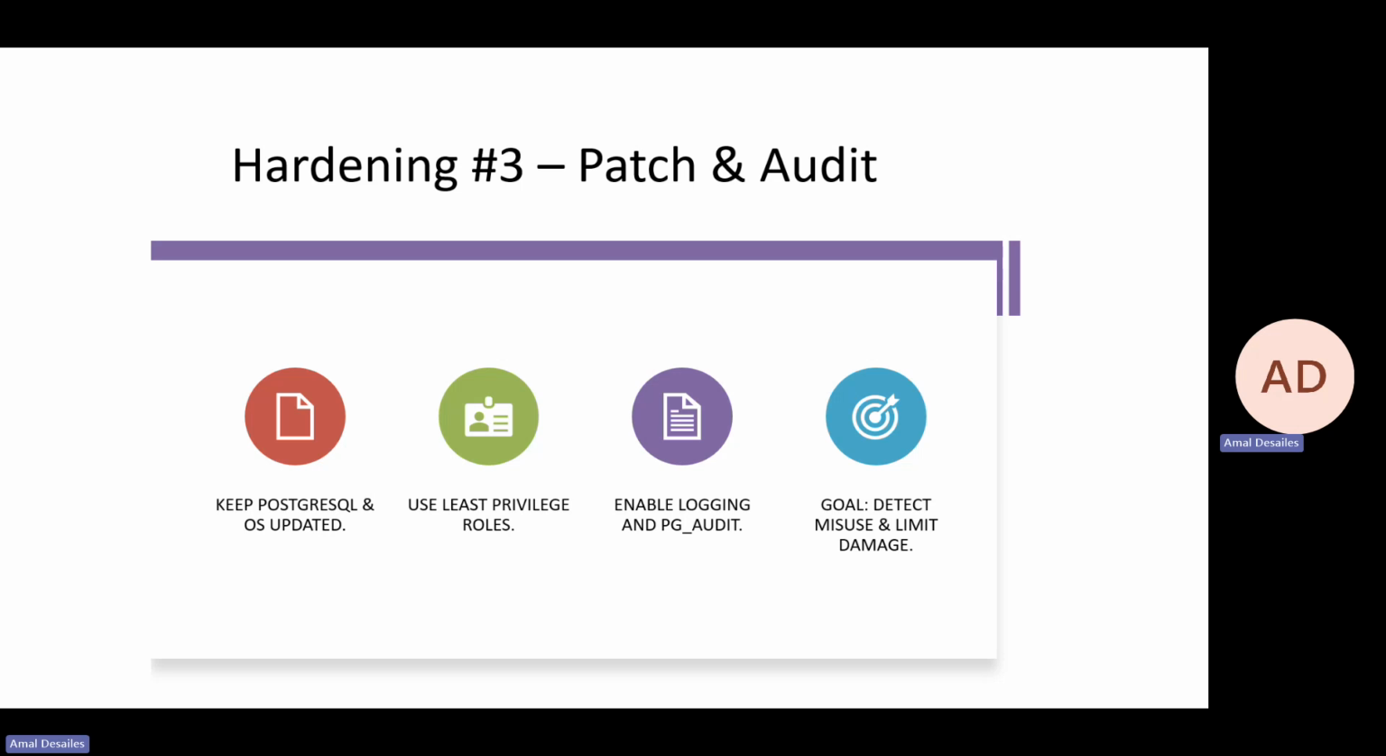Next, patching, least privilege, and auditing. Third, maintain updates and the principle of least privilege. Keep PostgreSQL and the OS patched to reduce the risk of known vulnerabilities. Limit the use of superuser roles. Create specific roles with only the privileges they need. Finally, enable connection logging and consider pgaudit for more detailed auditing. These steps reduce the blast radius of a breach and help you detect suspicious activity quickly.